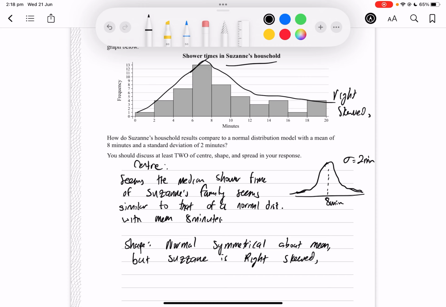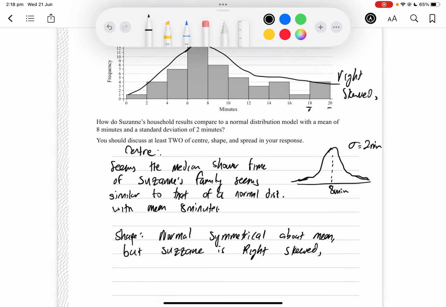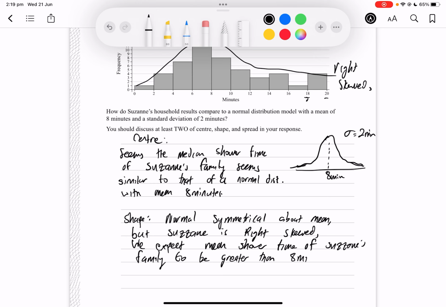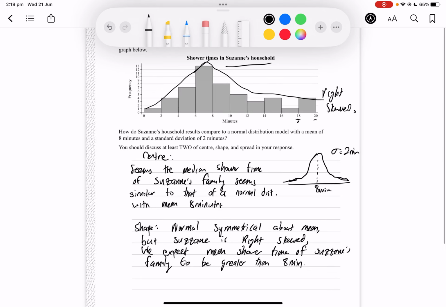And since it's right skewed, we expect some of the larger values, so some of the really high shower times, such as the 18 minutes and 20 minutes here, to be inflating the mean. So we expect an inflated mean, a mean that is greater than 8 for Suzanne's family compared to the normal distribution of 8 minutes. So we expect a mean shower time of Suzanne's family to be greater than the normal distribution's 8 minutes. And that's because we see the distribution there is right skewed.